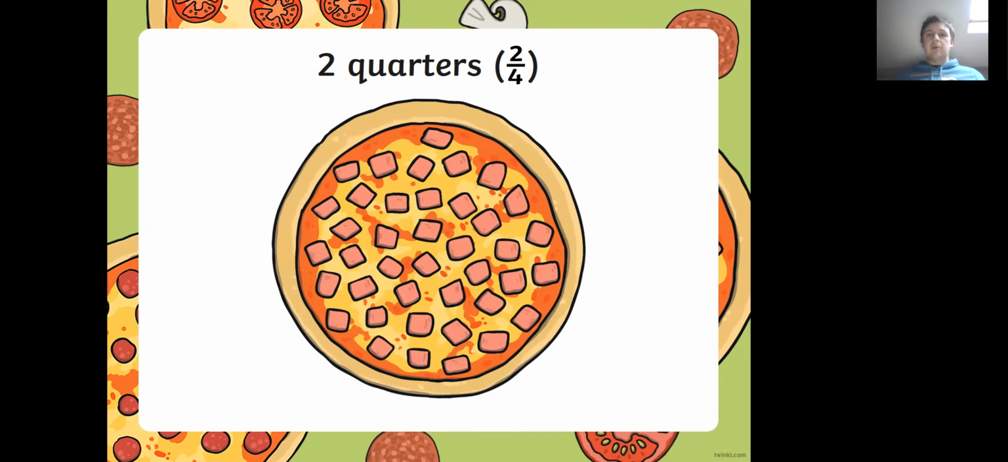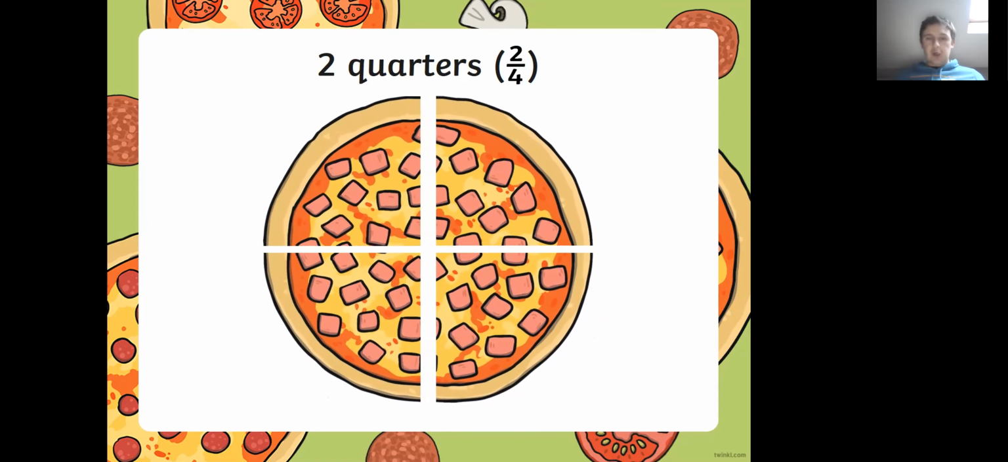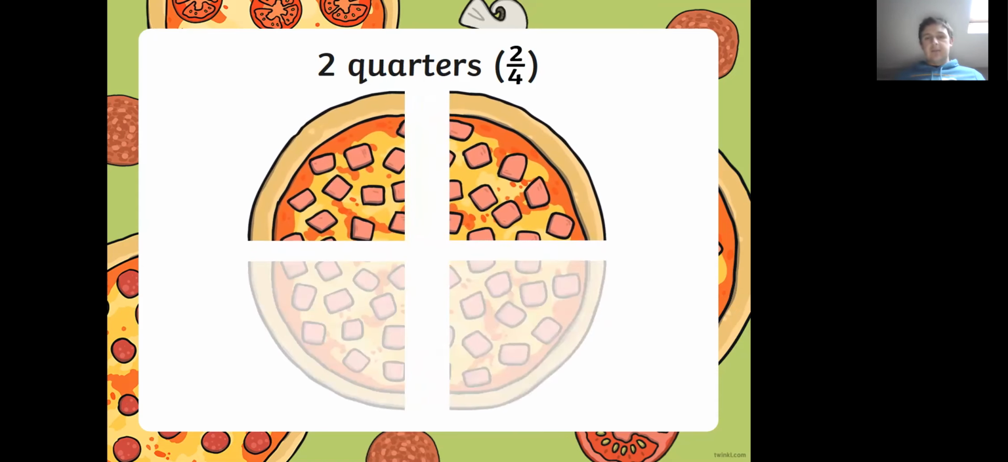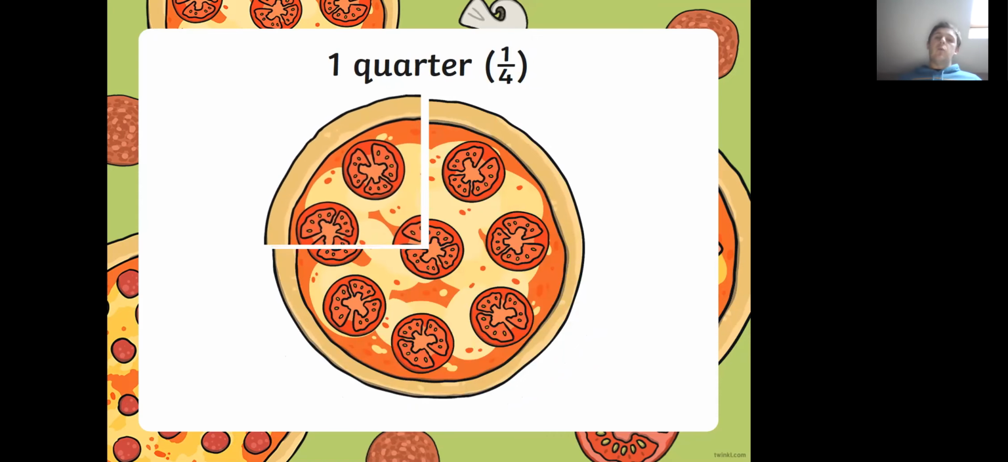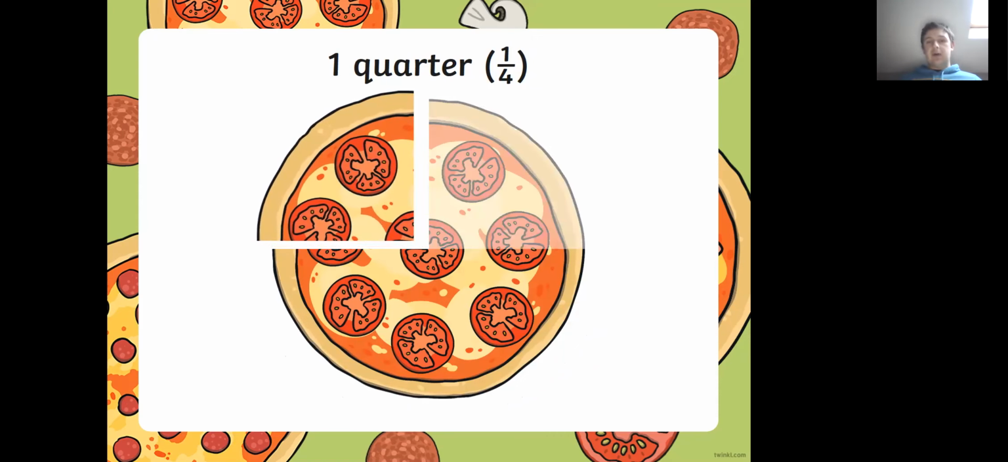2 quarters means 2 out of 4 equal parts. Okay, I've chosen those 2 on the bottom, but it could be any of the 2. Okay, 2 of the 4 equal parts. 1 quarter, you've got it, is 1 of the 4 equal parts.